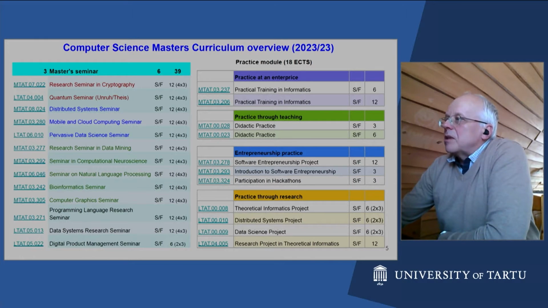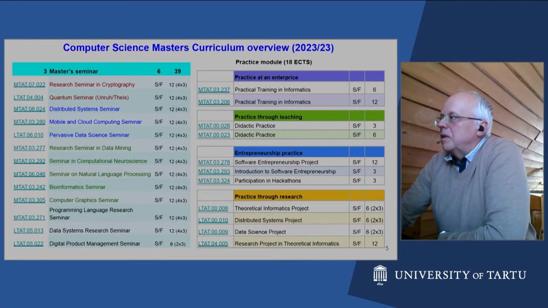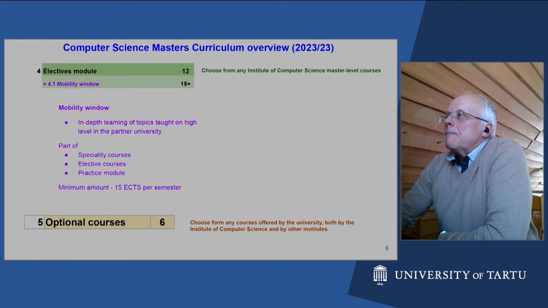And there is also the possibility to do some research, or completely do practice through research, like a research project in theoretical informatics or distributed systems or data science, or research project in theoretical informatics as a whole, a larger research project there.